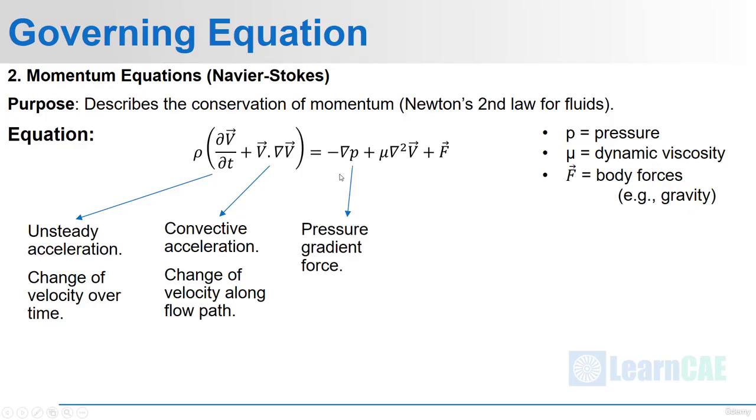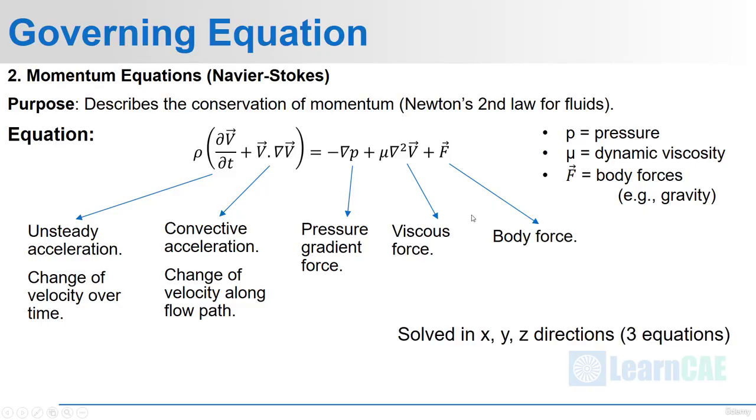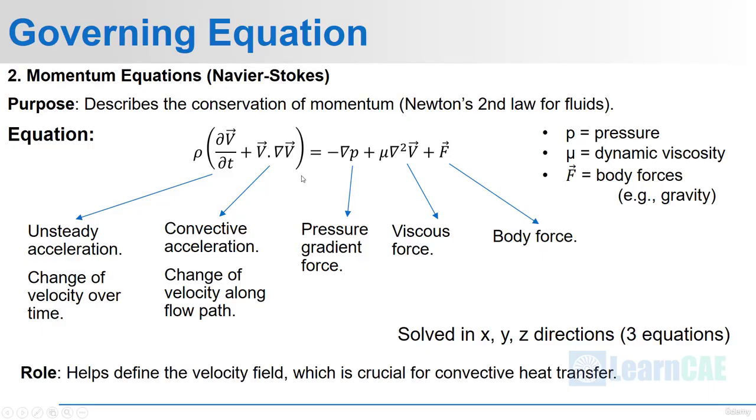Okay, and on the right side del p represents pressure gradient force, the next term represents viscous force and the last term represents body force, example gravity force. Okay, the momentum equations are solved in three directions, that is x, y and z directions. Therefore there are three equations in total for the momentum equations. The main role for this equation is to define the velocity field, which is crucial for convective heat transfer.